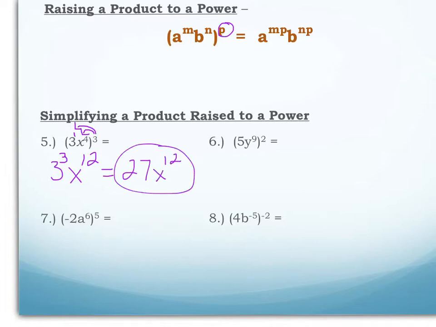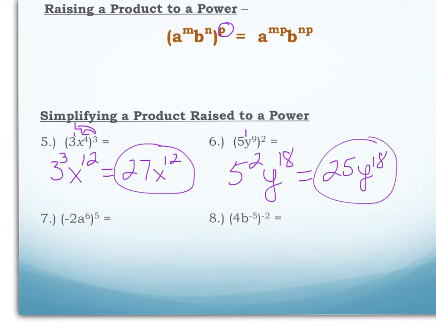Same idea, number 6. So this 5 has an exponent of 1. So if I multiply exponents, I have 1 times 2 is 2. And on the y, 9 times 2 is 18. So we get 25y to the 18th. And number 7, so this 2 has an exponent of 1. I'll get negative 2 to the 5th, a to the 30th. And I'm just going to leave that one like that.